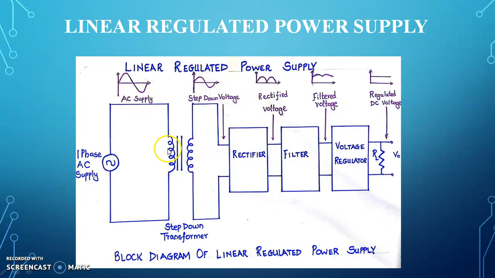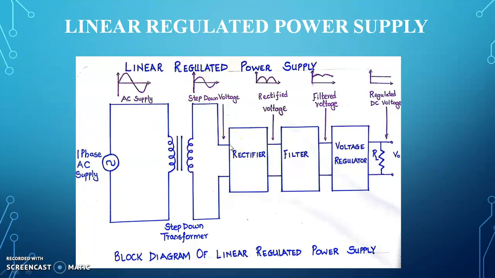Here is the block diagram of the linear regulated power supply. This is the input, that is single phase 230 volt AC signal, which is given to the step down transformer to step down the value of the signal. Suppose we have a 9 volt transformer, then we convert 230 volt AC signal to 9 volt AC signal, which is given to the rectifier.